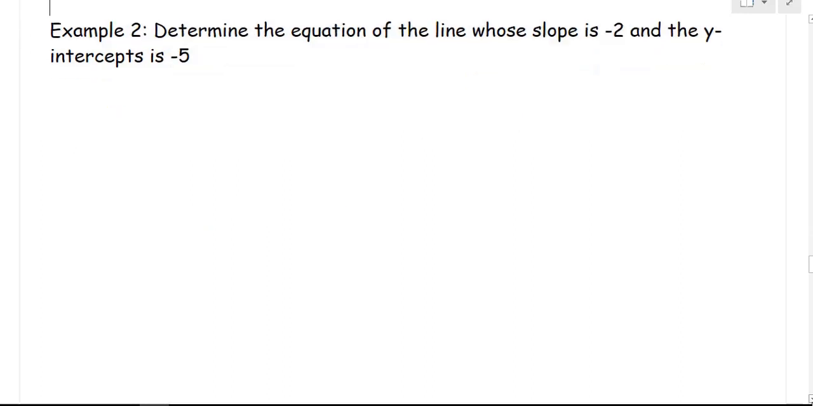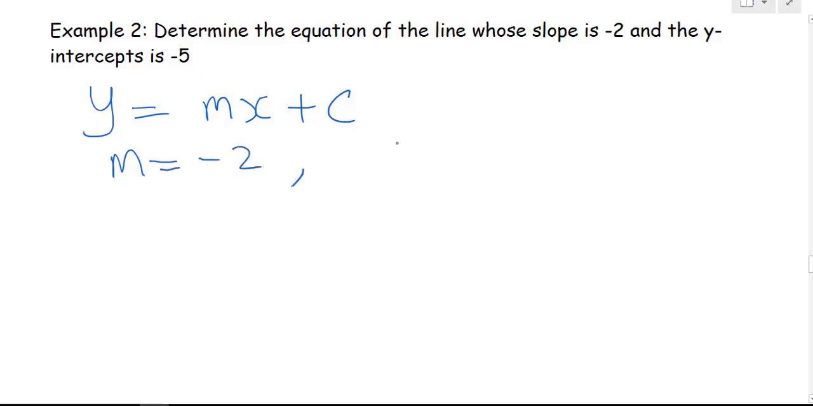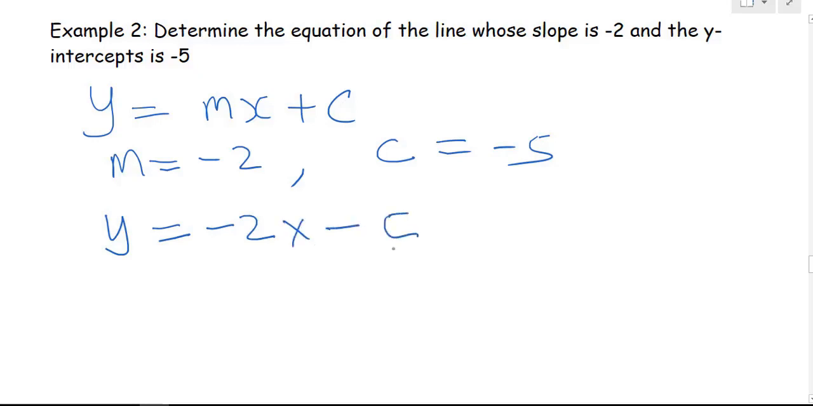The second example under the category is determine the equation of the line whose slope is minus 2 and the intercept is minus 5. In that case again, we have the equation of the straight line y = mx + c. Our gradient m is equal to minus 2. Our intercept c is equal to minus 5, meaning that our equation y = mx + c is y = -2x - 5.